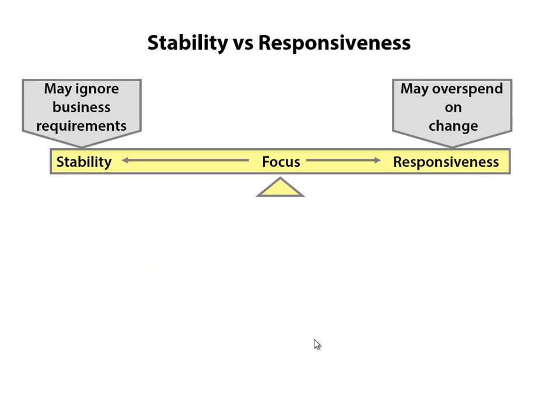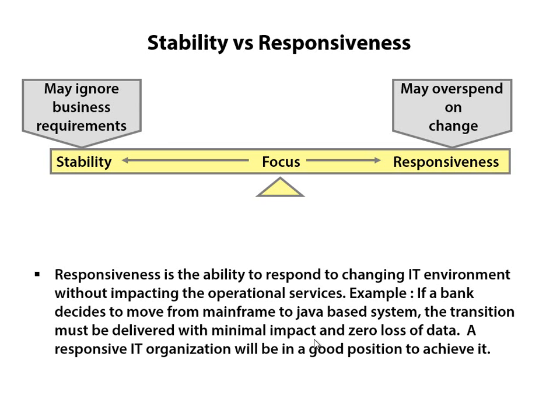While we have a North Pole, we have a South Pole as well. The South Pole in this balance equation is being over responsive. Responsiveness is the ability of an organization to respond to changing IT environment, like upgrading to a newer technology without impacting the IT services offered to the customer. For example, if a bank decides to transition from mainframe technology to a Java-based engine with all the existing and additional features, a responsive organization will be in a good position to carry out this transformation.